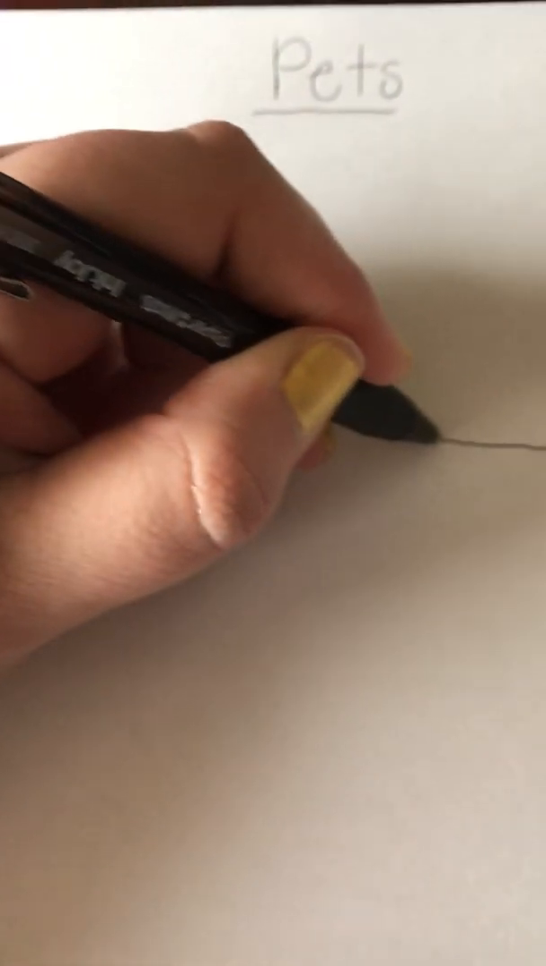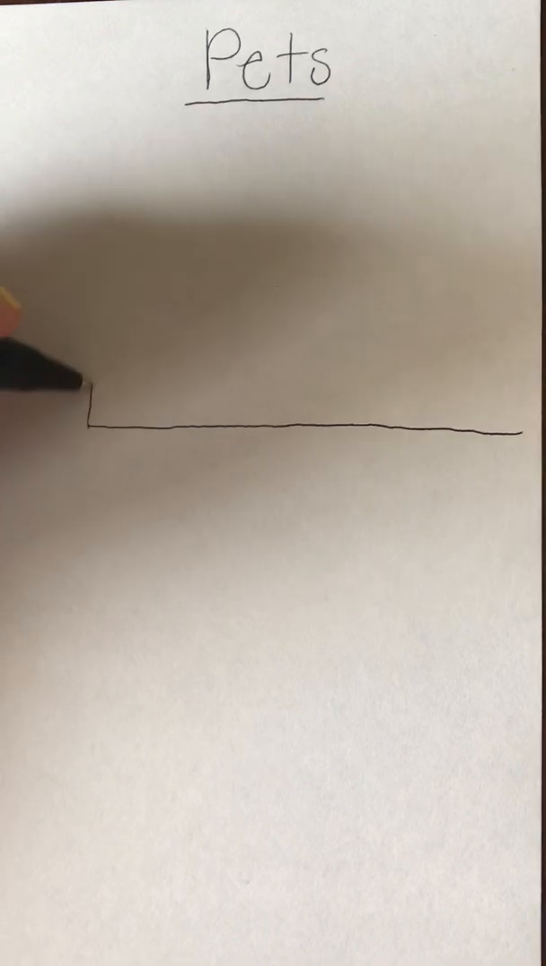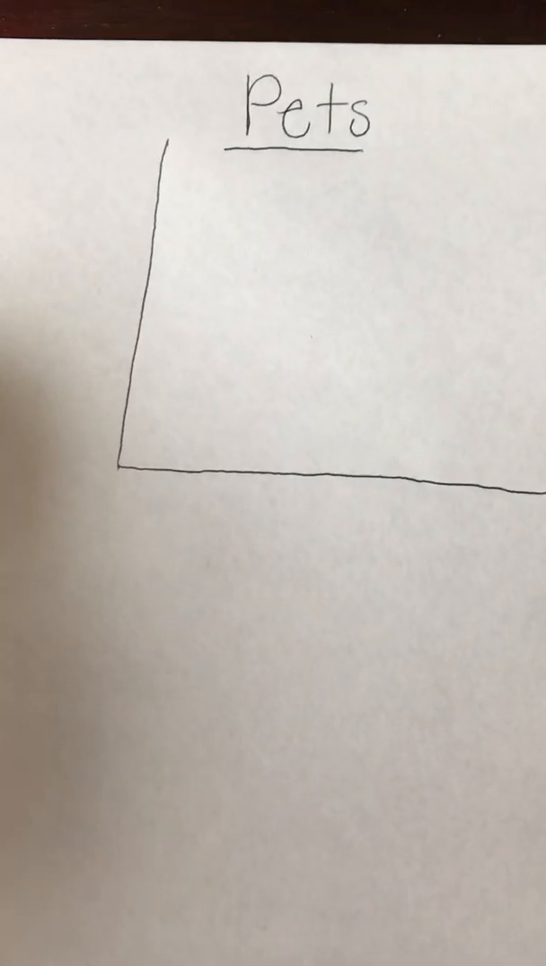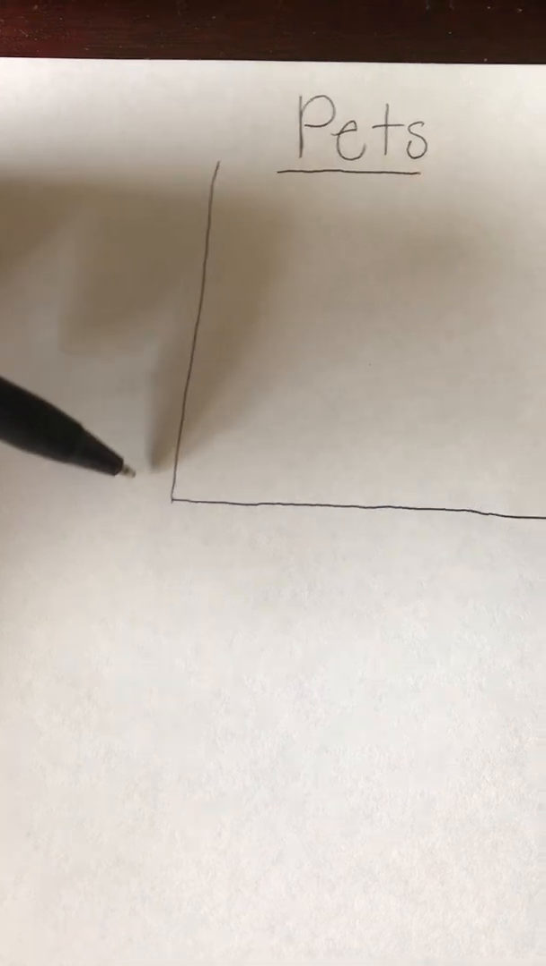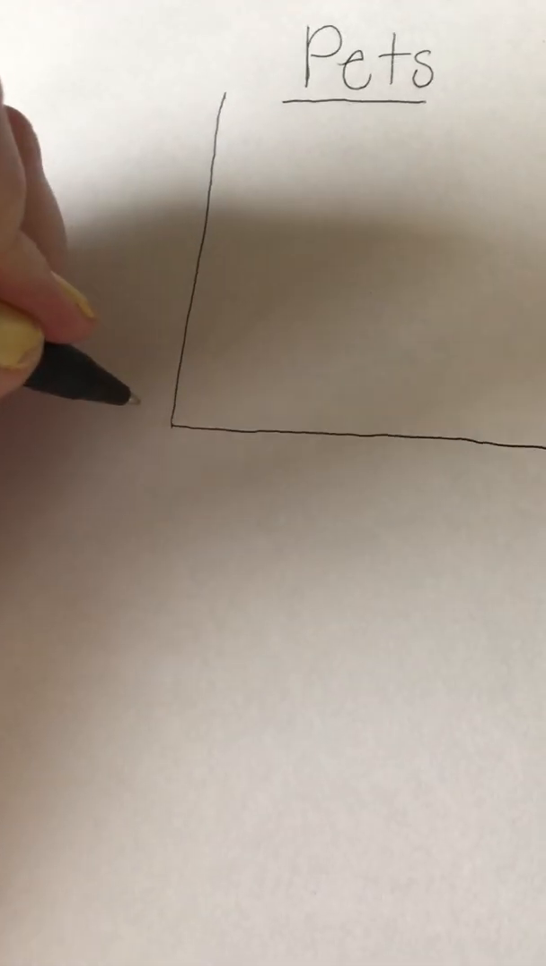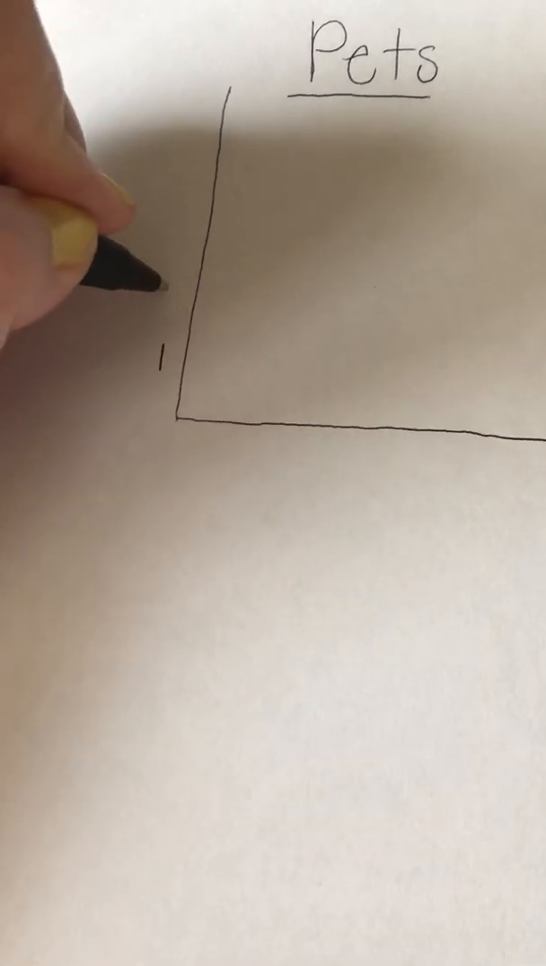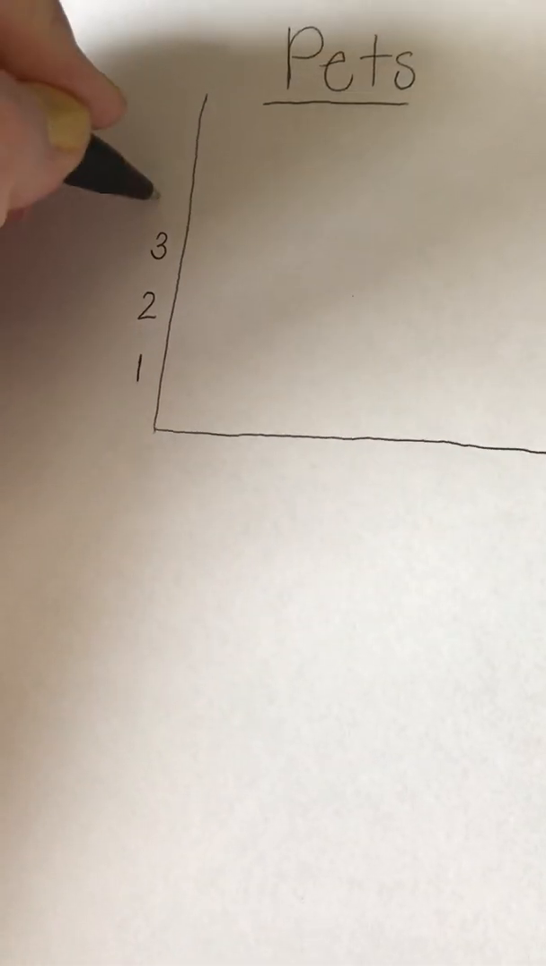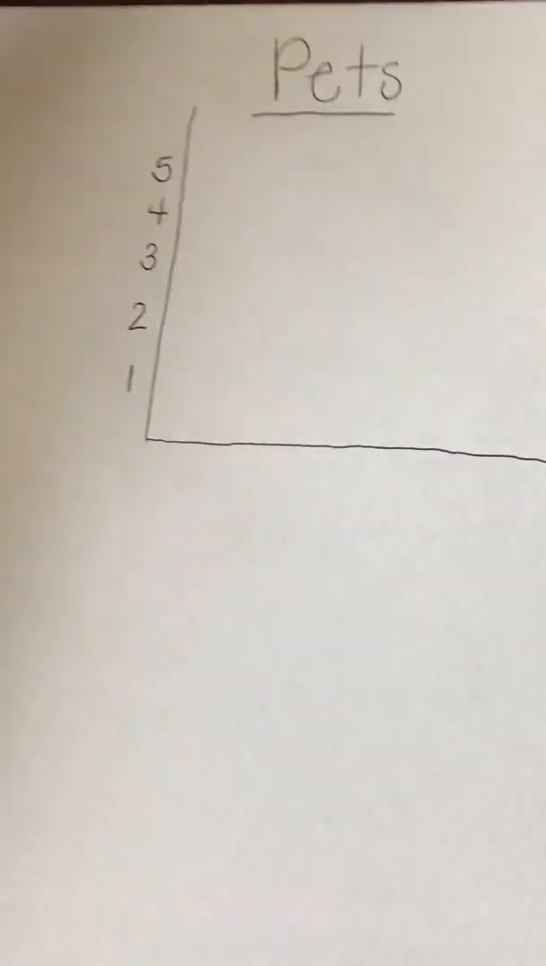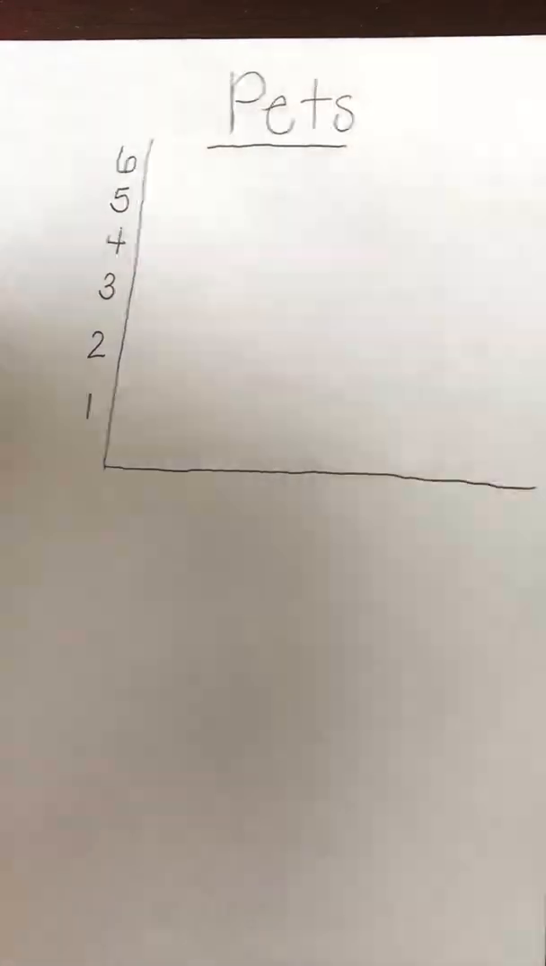The first thing that I do when I make a bar graph is I label that graph. Just like I had over there, it said pets. I'm going to write pets right over here. All right. Now, I'm going to draw a line going down this way and up this way. And on this side of my graph, I'm going to put numbers. I'm going to put 1, 2, 3, 4, 5. Let's put 6 up there just in case.